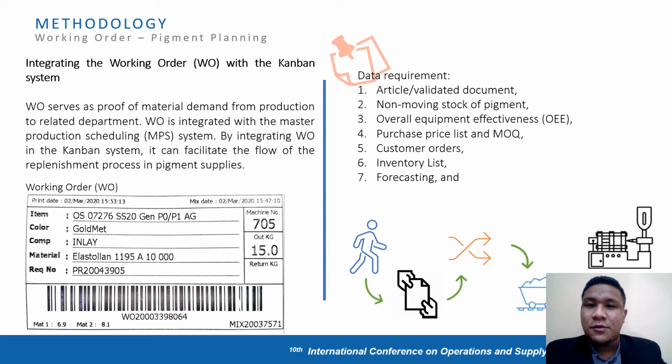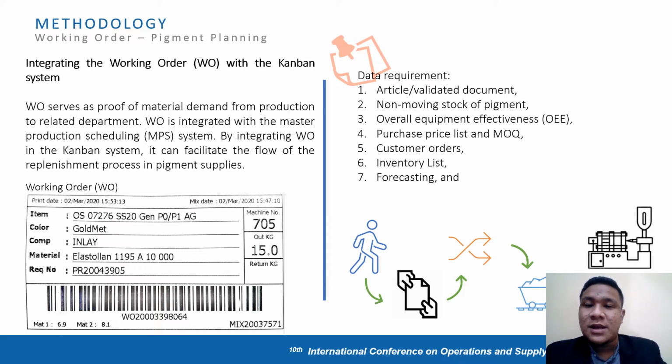Next is the working orders, which serve as proof of the material demand from the production to the material department. Working order is integrated with the master production scheduling or MPS system so that the calculation of material usage adjusts to the MPS. By this integration, it can simplify the flow of process replenishment in pigment supplies.